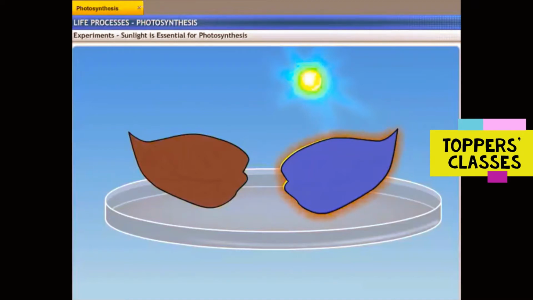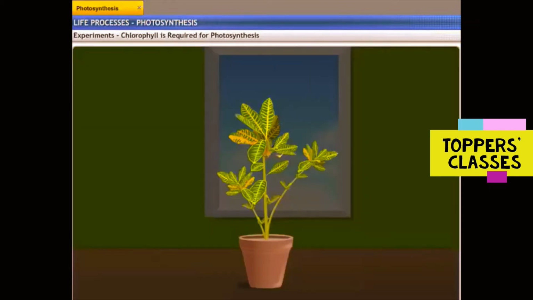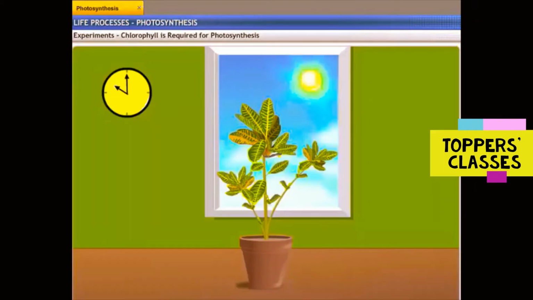for photosynthesis. Let's conduct a small experiment to prove that chlorophyll is necessary for photosynthesis to take place. Take a potted plant that has variegated leaves, such as crotons. Keep the plant in a dark room for 3 days so that all the starch gets used up. Now keep the potted plant in sunlight for 6 hours.